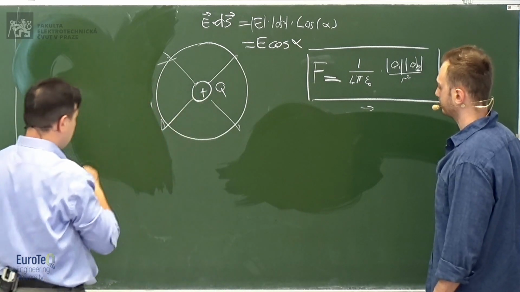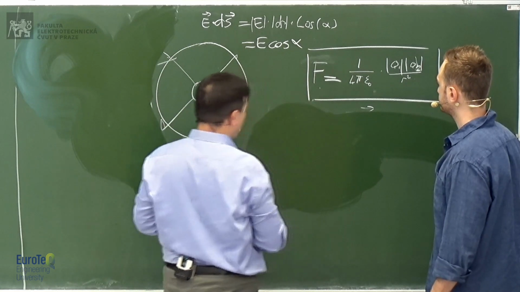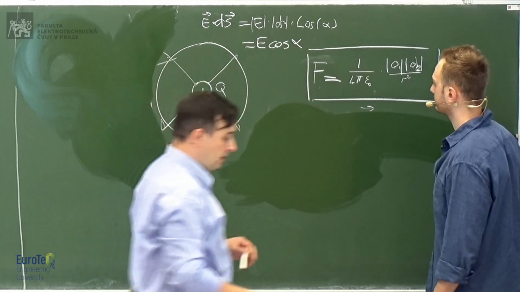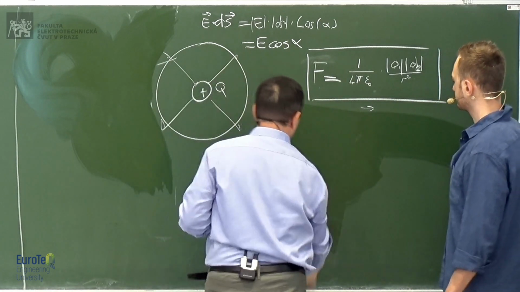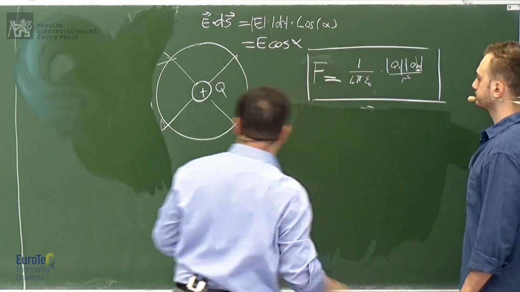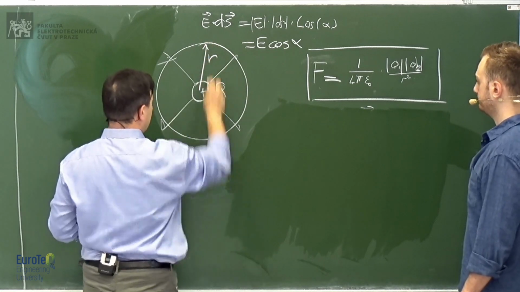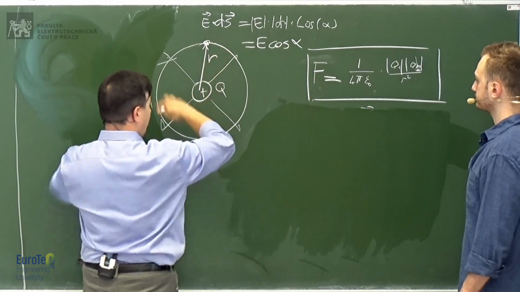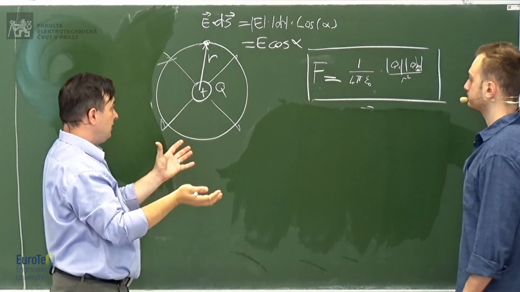Here I have Q, and I know that it generates this force. Now, I want to know the electric field at the radius r here on the edge of this ball. I have a ball which has a radius r.